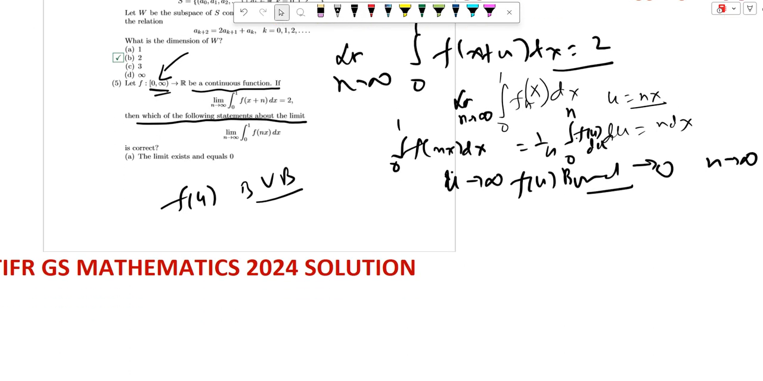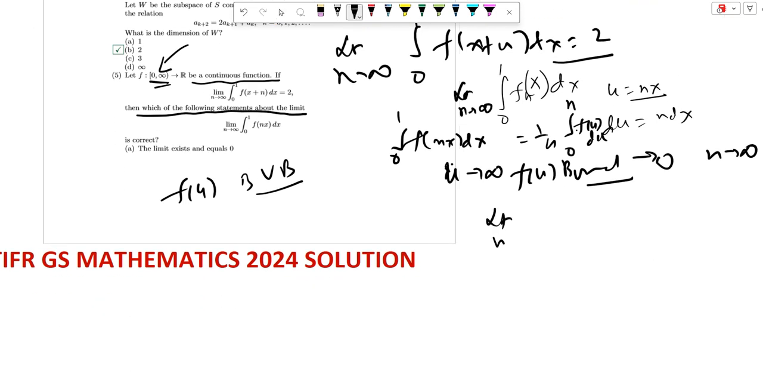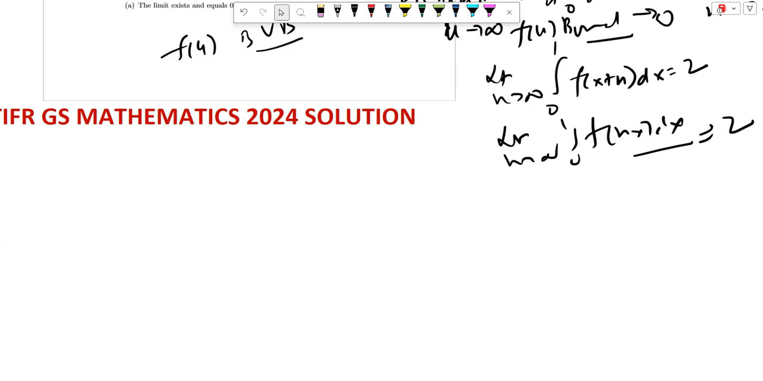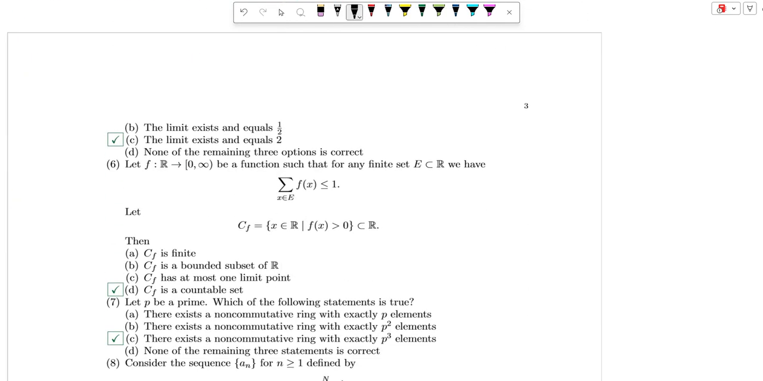So given this condition, the limit as n tends to infinity of the integral from 0 to 1 of f of x plus n dx equals 2, it is possible that the limit as n tends to infinity of the integral from 0 to 1 of f of nx dx also exists, and that is equal to 2. So therefore the correct option is C.